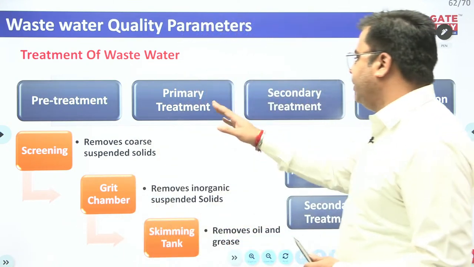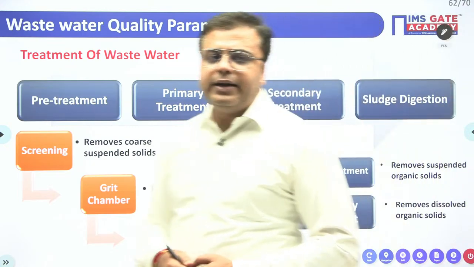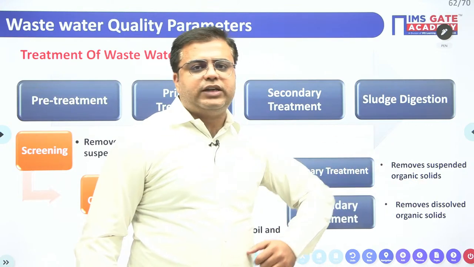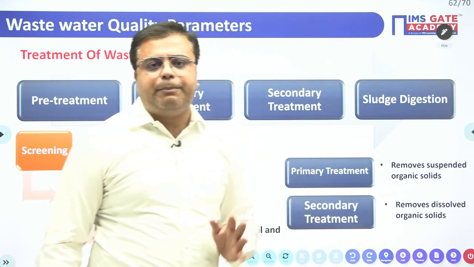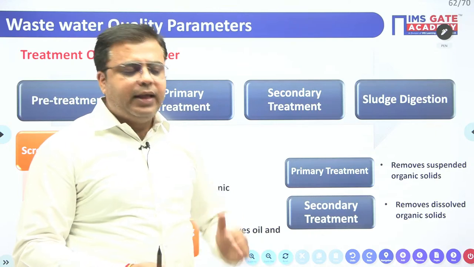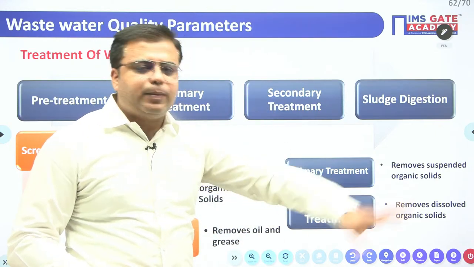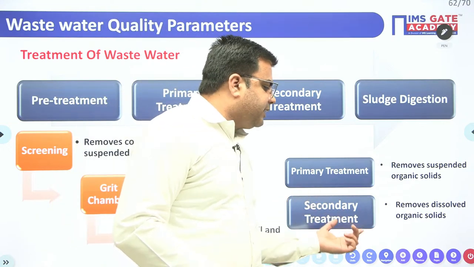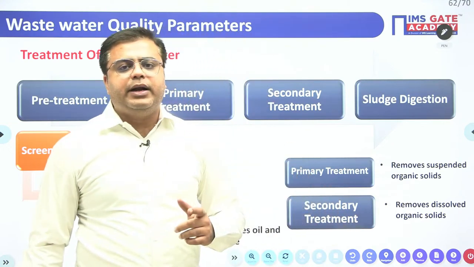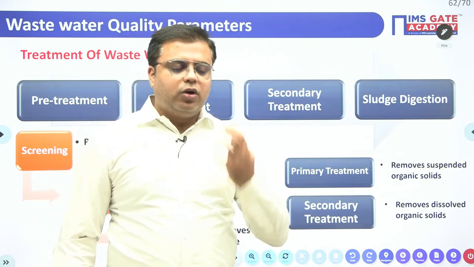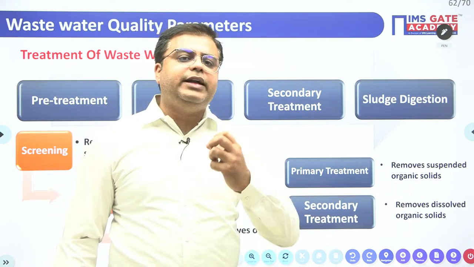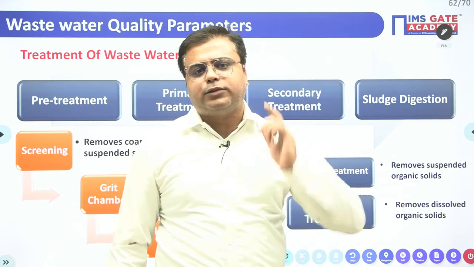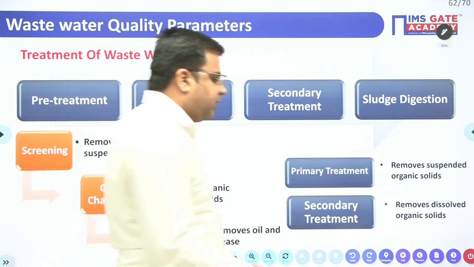Second is the primary treatment. My dear student, primary treatment is basically used to remove the suspended organic solids which are present. No decomposition will happen. We have a primary sedimentation tank in which, if water flows, these suspended particles are removed, right? Next is the secondary treatment. In the secondary treatment or biological treatment, we add microorganisms, and these microorganisms carry out the decomposition of the dissolved organic matter or the fine suspended organic matter present in the system, correct?